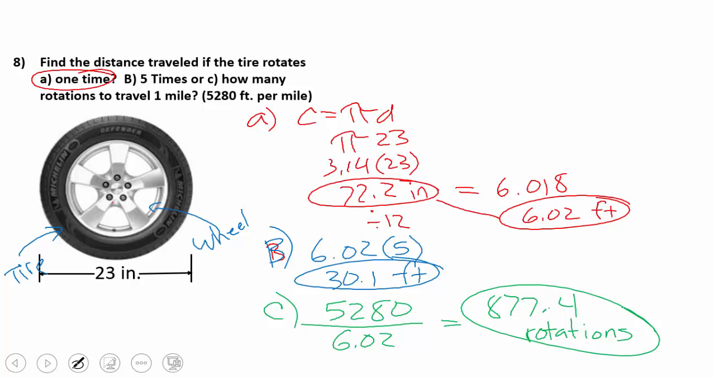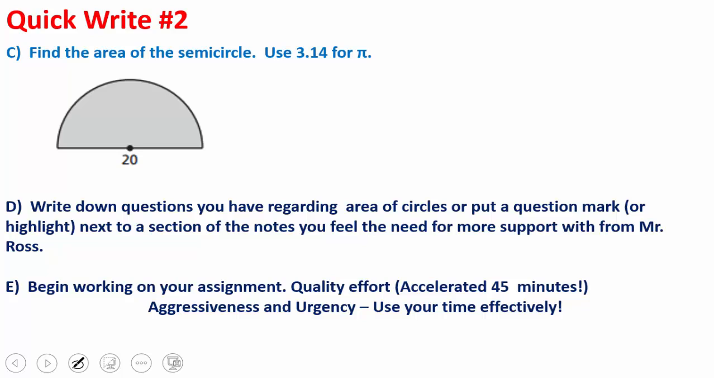Real quickly, you got a quick write. There's a picture of a semicircle, a special sector with a diameter of 20. Please make a quick drawing, and you need to find the area of that. Continuing on, before you get to your assignment, write down any questions or highlight them, and then continue your 45 minutes of quality work, aggressiveness, urgency.